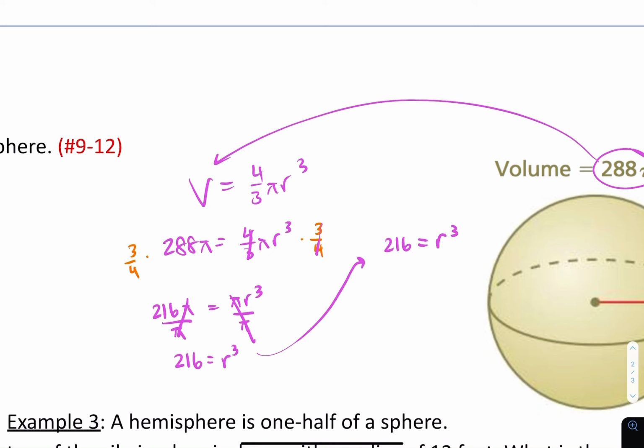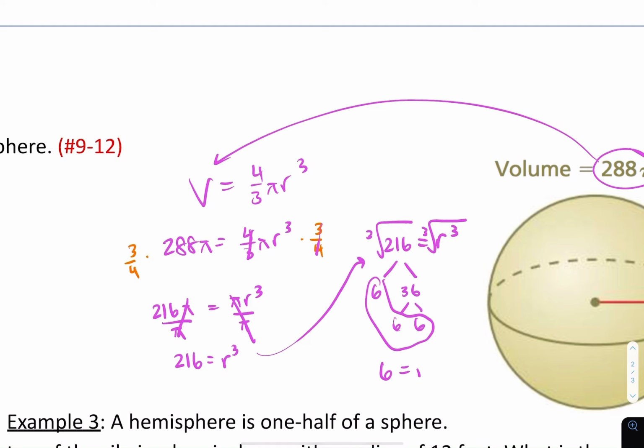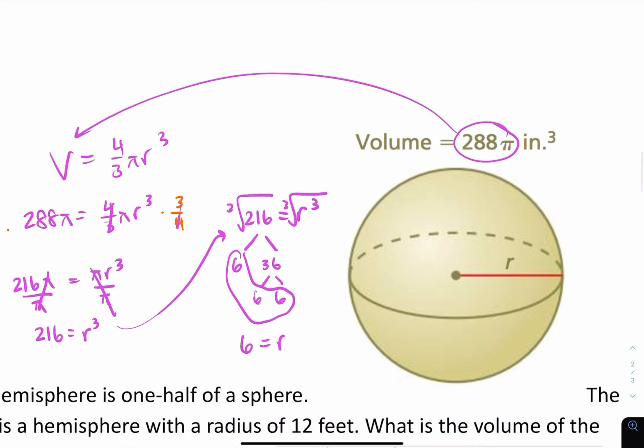How do I get rid of that cubed? You take the cube root. This is where you have to do your factor trees. So I know that 6 goes inside 216, 6 and 36, 6 and 6. Now that you have your perfect cube, you have 6 is equal to my radius. And because I'm given inches, r is equal to 6 inches.